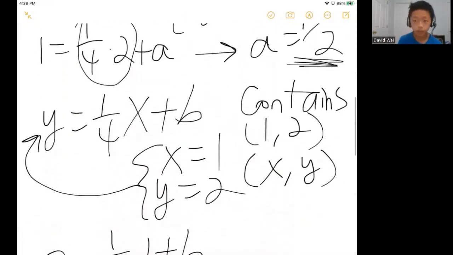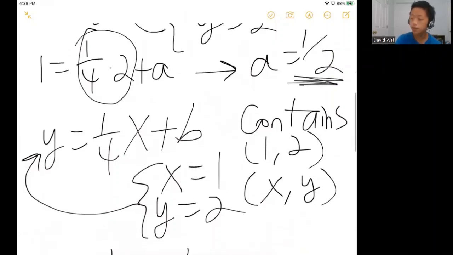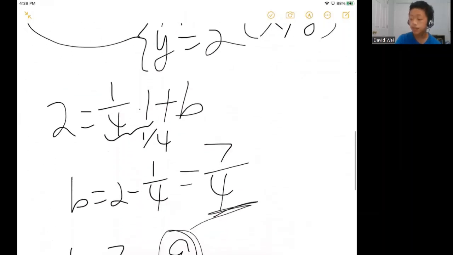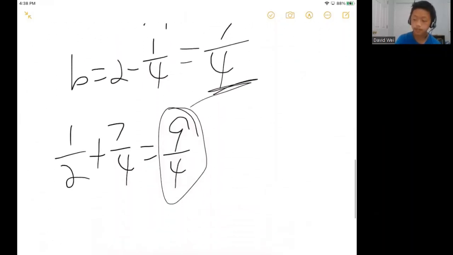Similarly, for the equation y equals 1/4 x plus b, we know it also has to contain the point (1, 2), so x equals 1, y equals 2 also satisfies that equation. From there, we were able to directly plug in x equals 1, y equals 2 into both equations and separately solve for a and b. We got a is 1/2, b is 7/4, so their sum is going to be 9/4.